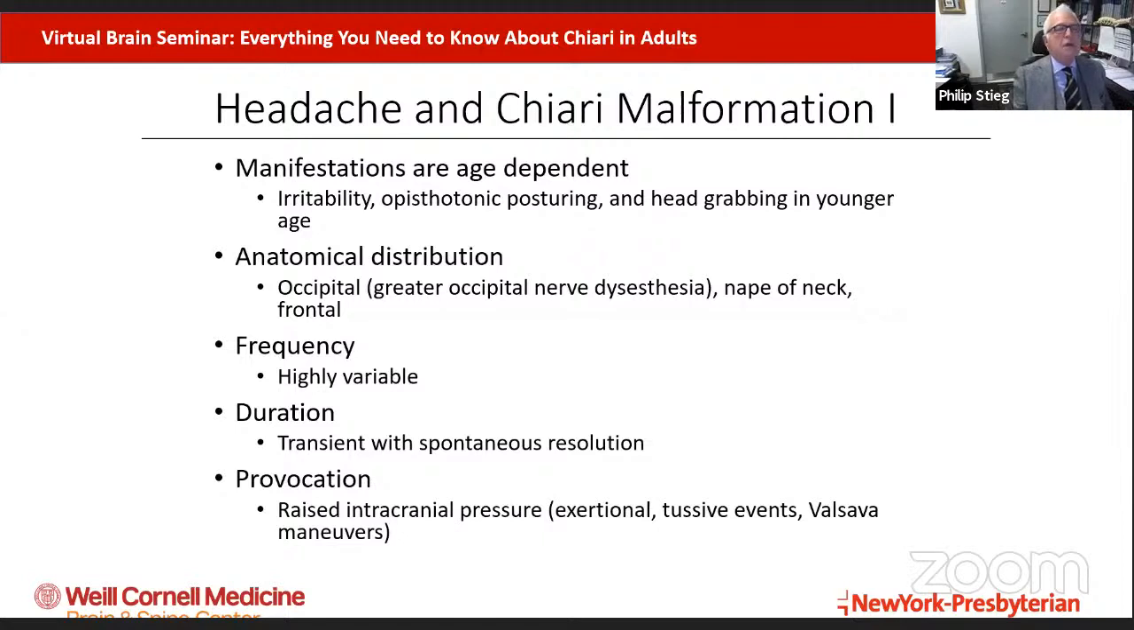In children, you can note that they start tipping their head back. And when I'm seeing a patient on their physical exam, which is usually pretty normal except for the headache, if I ask them to flex their head back or tip it back, they can see the onset of pain in their skull base and then radiating up towards the top of the head. The headache can be constant. It can be variable.